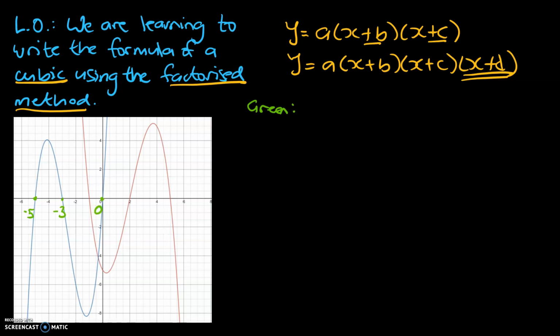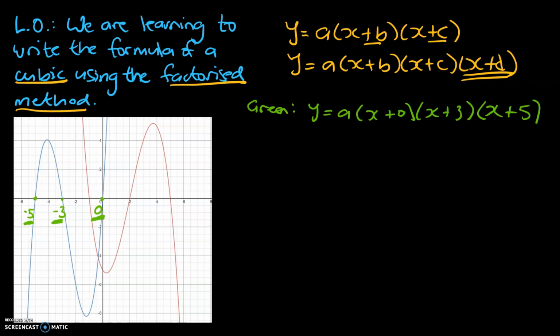So like our first cubic, we have all 3 x-intercepts, and we can substitute them into our equation. So let's start off. Y is going to be equal to a times (x plus 0). That relates to the 0 intercept. (x plus 3). That is the opposite of -3, which relates to that intercept. And (x plus 5). And that's the opposite of that -5.